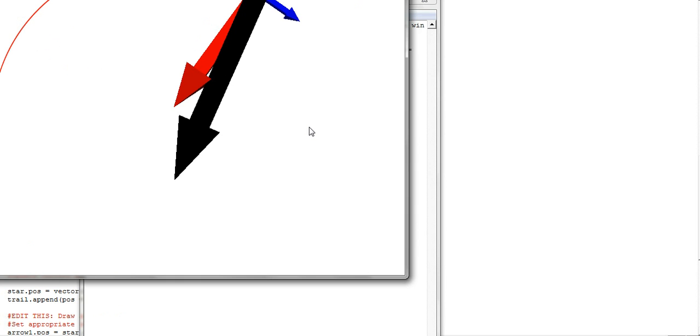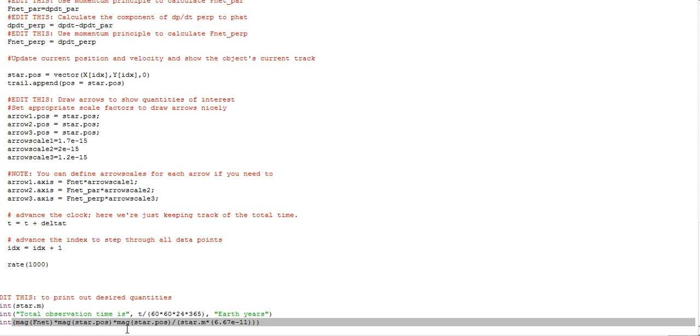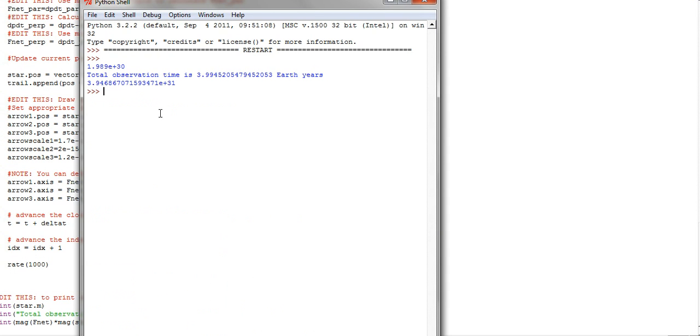Here's a star orbiting the black hole, and here's the parallel component of the net force, which is blue, the perpendicular component, which is red, and the total net force component, which is black. This bottom line here, which is F grav equals G m1 m2 over r magnitude squared times r hat, rearranged so that it is equal to the mass of the star. I was able to print the mass of the black hole. The mass of the black hole is 3.95 times 10 to the 31st.